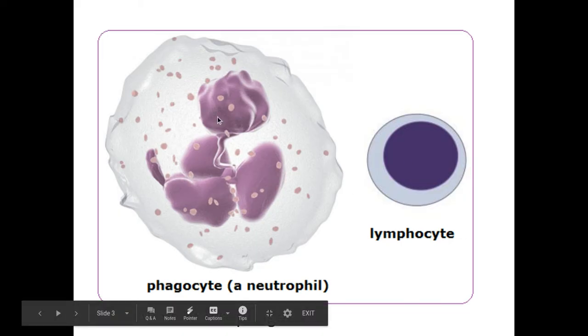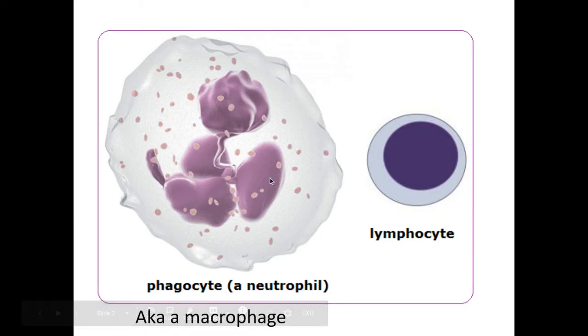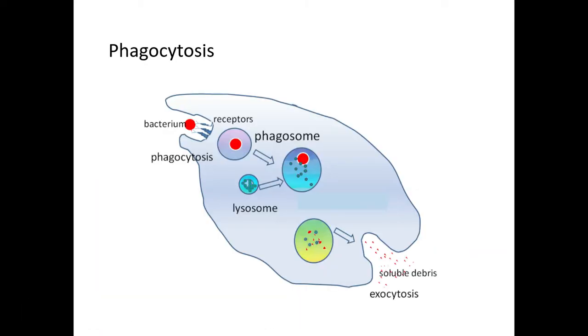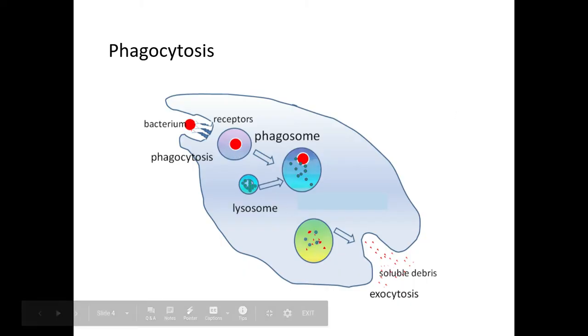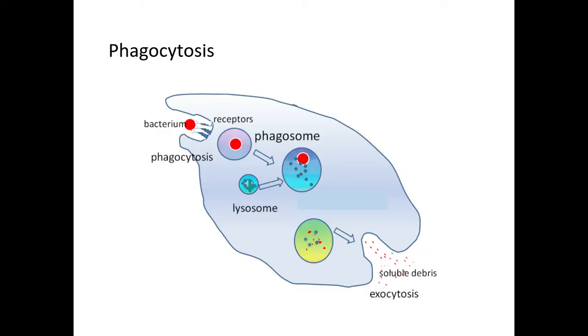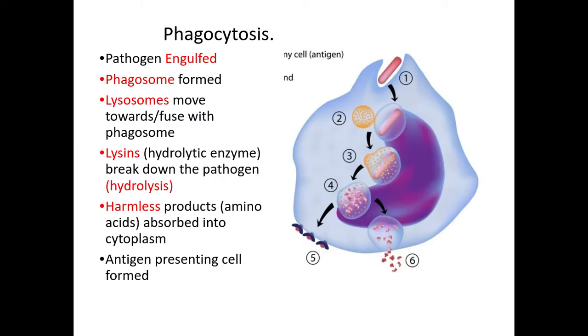It's also known as a macrophage. And that's what it looks like. And phagocytosis, this is an outline of what's happening. If you want to pause it and try and figure out what's going on, please do so now. Otherwise, we're going to move on. So phagocytosis, this is what happens.